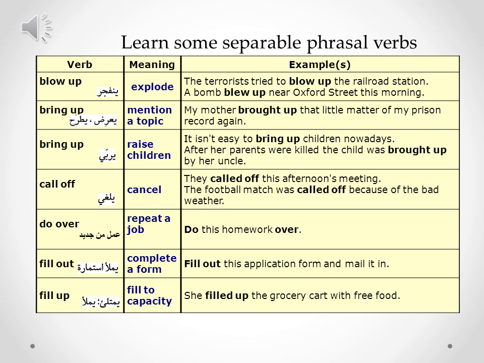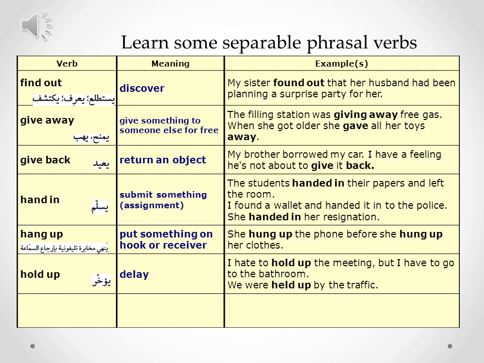And the last phrasal verb here is fill up, which means here to fill up to capacity. Example: she filled up the groceries cart with free food. Now the first phrasal verb here is find out, which means to discover, normally to discover information. Example: my sister found out that her husband had been planning a surprise party for her.